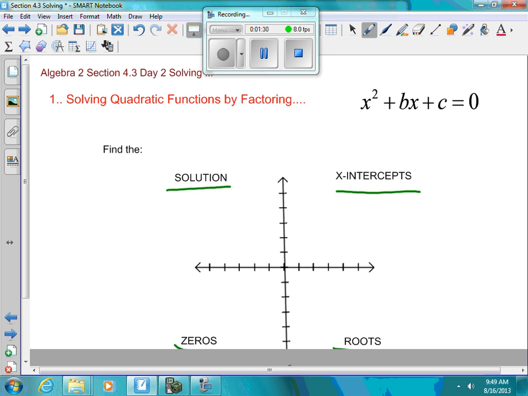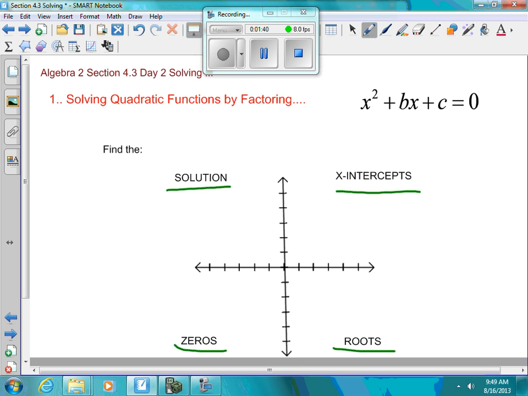They all mean the same thing. They're synonyms of each other. An x-intercept is the same thing as a solution, is the same thing as a zero, is the same thing as a root. So in one problem, I may ask you to find the x-intercepts. Another problem, I may ask you to find the roots. In another problem, I may ask you to find the zeros. It's really the same thing.